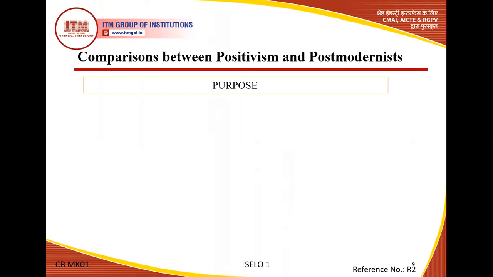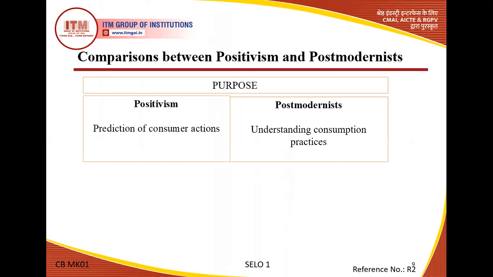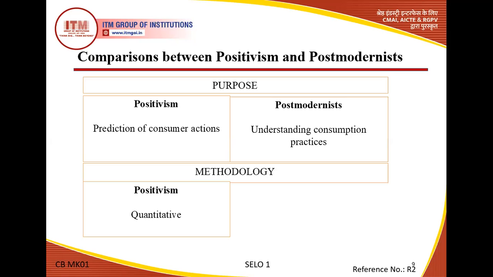Comparison of positivism and postmodernism. The purpose of positivism is the prediction of consumer actions, and postmodernism is understanding the consumption practices of the consumer. Then the methodology for positivism is quantitative, and for postmodernism it is qualitative. Okay, so one is quantitative and another one is qualitative.